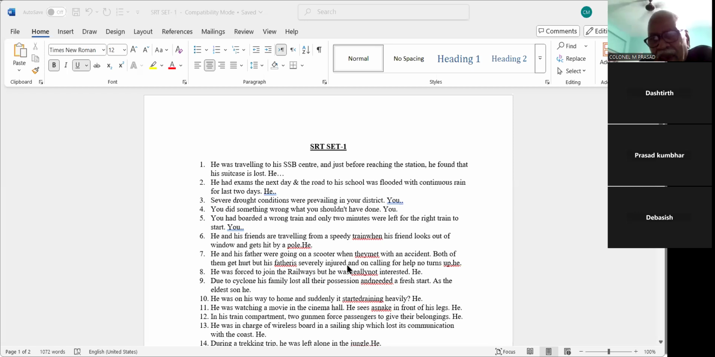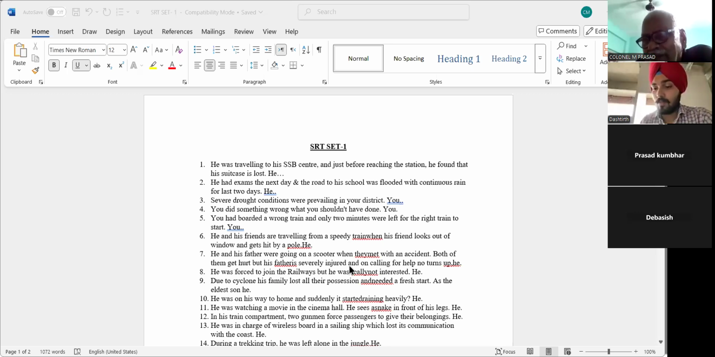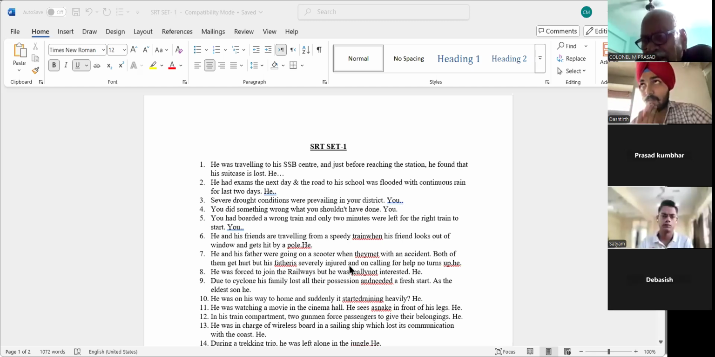Now let's analyze what should ideally be the answer. He said firstly he was traveling to his SSB. So the aim is to reach SSB at all cost. If you don't reach it, you will miss the SSB. Number 2, just before reaching the station, he found that his suitcase is lost. Lost where? Has it been stolen, or probably displaced, or lying somewhere else? Maybe so many situations occur.